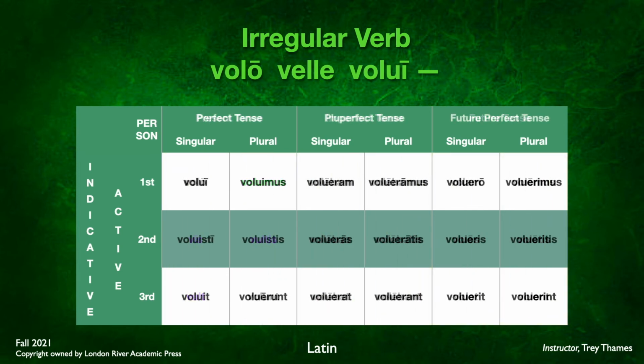For the perfect indicative active, you're going to end up using the third principal part plus your endings, isti, it, etc. For pluperfect, eram, eras, erat, etc. And future perfect, ero, eris, erit. So those are all pretty standard. There's nothing out of the ordinary, extraordinary about how you conjugate these verbs. It's only in the present tense.